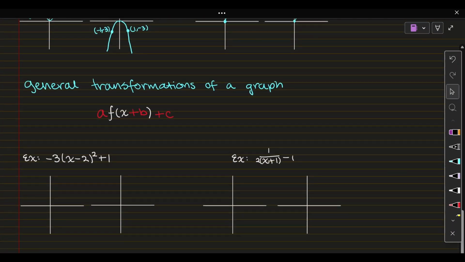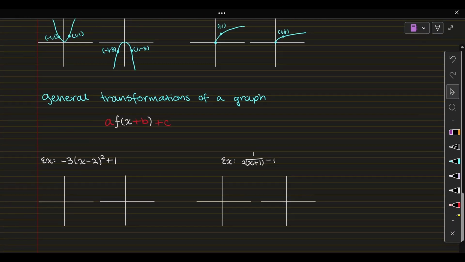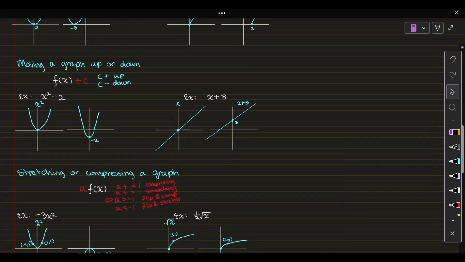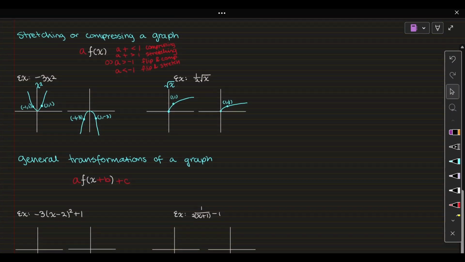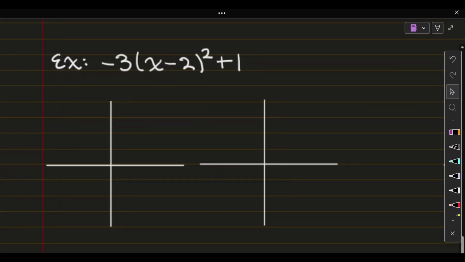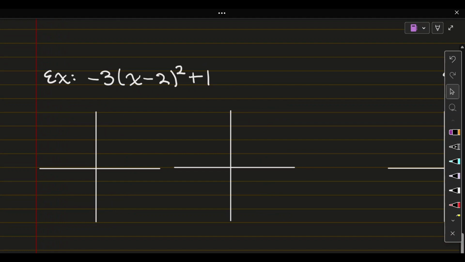Okay. Now general transformations are combining all of that knowledge. So that's moving left, right, moving up, down, and stretching, compressing, flipping. So let's look at some general cases here. So I have -3 times x minus 2 squared plus 1. So my parent curve is going to be x squared. That's a parabola that passes through the origin.